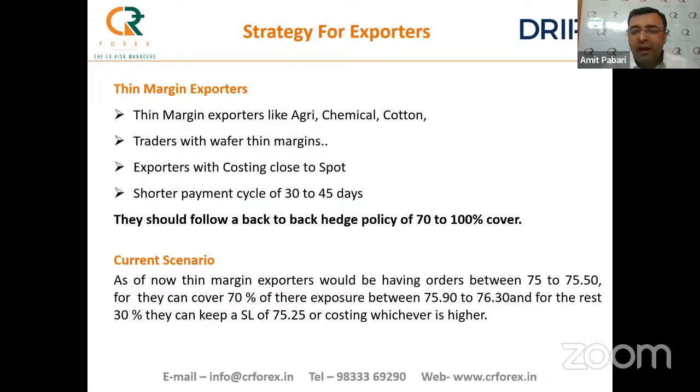So now, what is the strategy for exporters? For the CR Forex clients we advise, we had divided the exporters into two buckets. One, thin margin exporters. Who are thin margin exporters? Agri exporters, chemical exporters, cotton exporters. They are generally traders. They have wafer thin margins. Generally, they take costing close to spot, and they have a spot payment cycle of 30 to 45 days. Generally, the hedge policy we recommend is to cover between 70 to 100% of their exposure depending on the view.